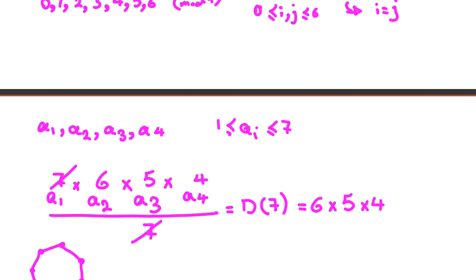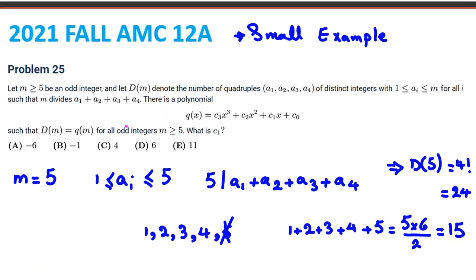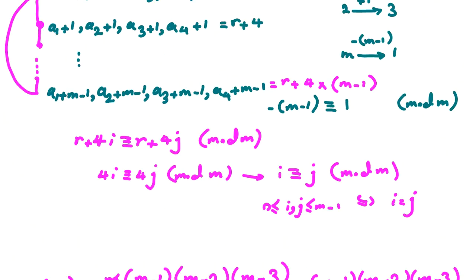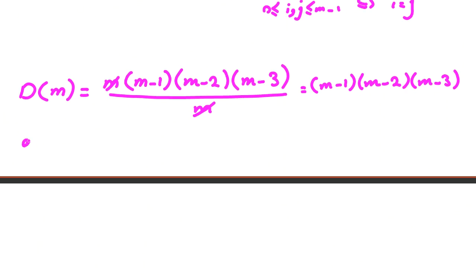Now the problem says d of m equals q of m for all odd integers m. So we found d of m is this. Because the degree of q is 3, when it is equal for more than 3 values, they are completely equal. So we consider q of x equal to d of x, equal to x minus 1, x minus 2, x minus 3.